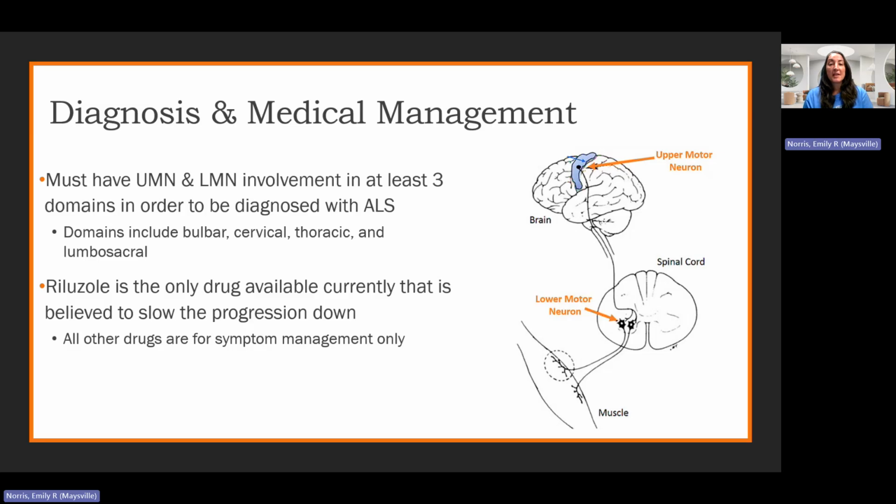The only medication currently that I'm aware of that they use to treat the progression and slow down the progression of ALS is the Riluzole. There's probably some off-brand names and things, but all the other drugs are just treating the symptoms. I imagine that there's probably more drugs than this at this point, but that's just the only one that I'm aware of that I have seen used in clinics to slow down the progression.